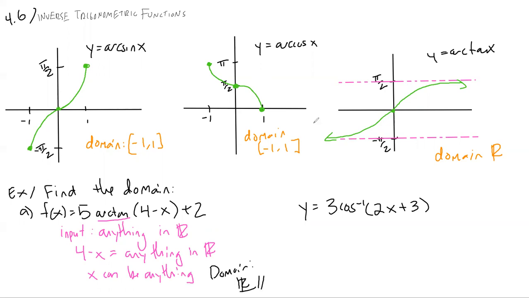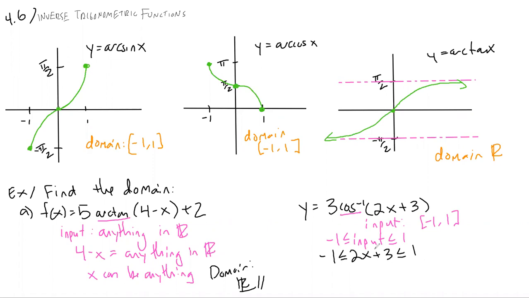Now, the arccos does have some restrictions, though. So for this one, for the arccos, my domain are the outputs of cosine, which means they have to be between -1 and 1. I'm going to say the inputs, not the domain. So I'd have -1 is less than or equal to the input is less than or equal to 1. And so we just get this family of inequalities: -1 is less than or equal to 2x plus 3 is less than or equal to 1.